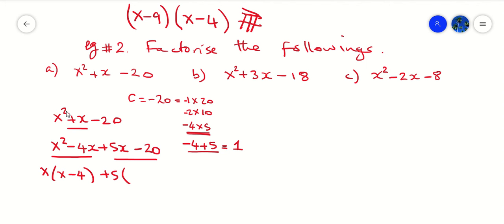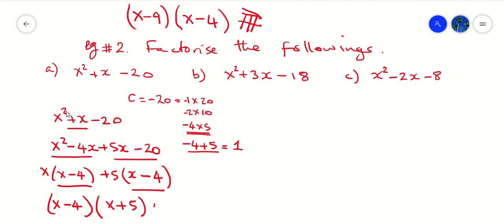Nitapata nini? Nikiweka 5 nje ya bracket nitapata x minus divided by plus, nitapata minus 20 divided by 5, nitapata 4. Kwa hiyo bracket hii na bracket hii ni sawa sawa. I will write one of it outside, x minus 4 into open bracket. All this nikidivide by x minus 4 itabakia x, na all this nikidivide by x minus 4 itabakia positive 5. Now this will be the end of that one.